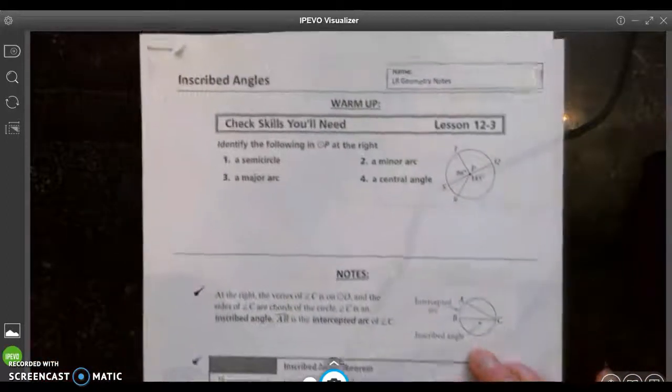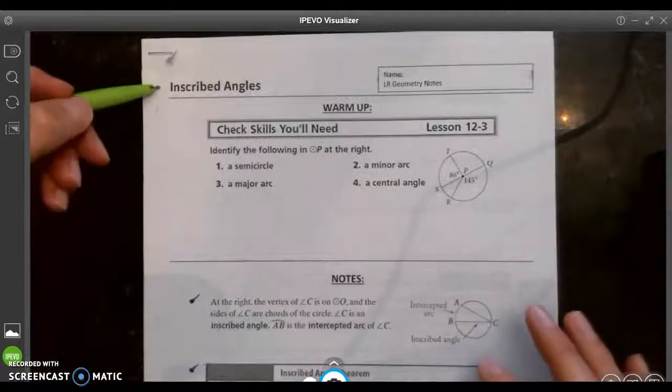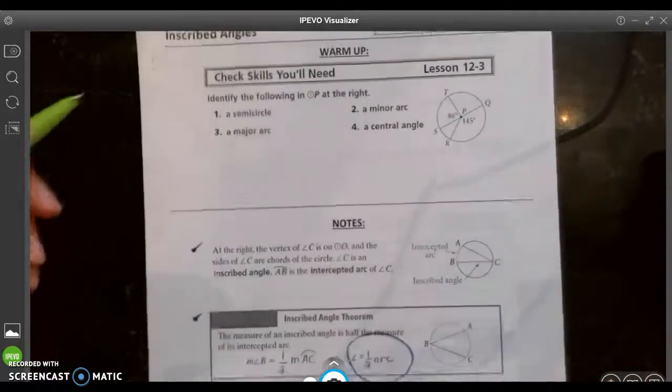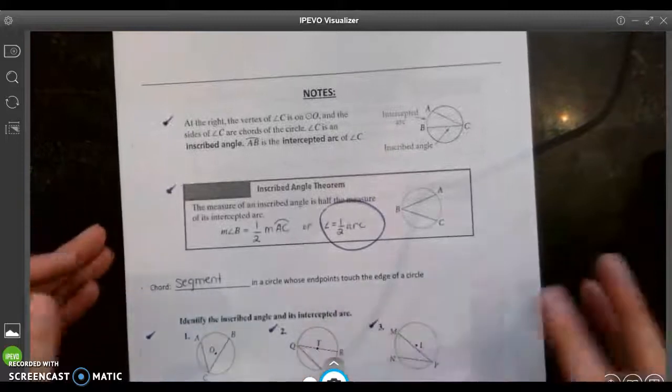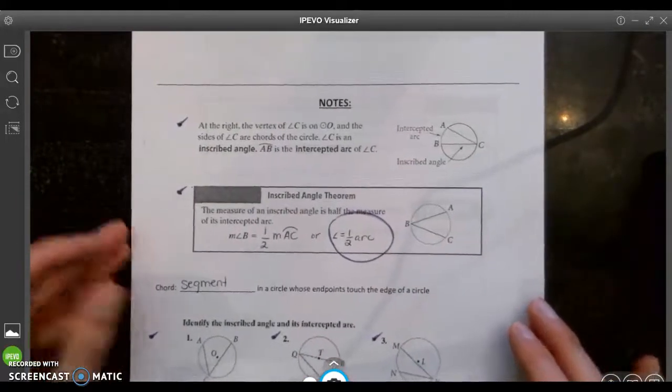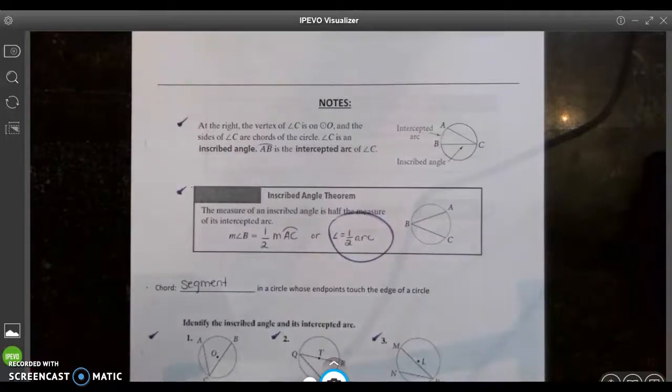All right, so today we're going to look at inscribed angles. I'm going to skip down to the notes, and it says, starting here, at the right, the vertex of angle C on circle O is on circle O, and the sides of angle C are chords of the circle. Angle C is an inscribed angle. Arc AB is the intercepted arc of angle C.